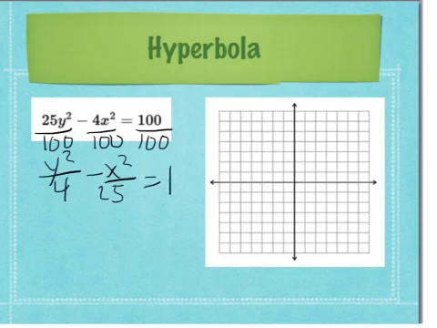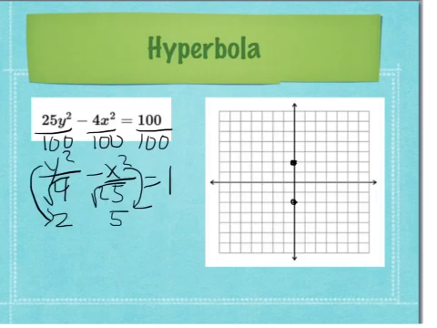And just like with the ellipse, these numbers underneath the x and the y will tell you where your point should go on the graph. So again, just like with the ellipse, we need to take the square root of both of them. So we get 2 and 5. So on the y-axis, because that 2 is underneath the y, we need to go up 2 and down 2. And on the x-axis, because that 5 is underneath the x, we've got to go 5 on the x and negative 5 on the x.